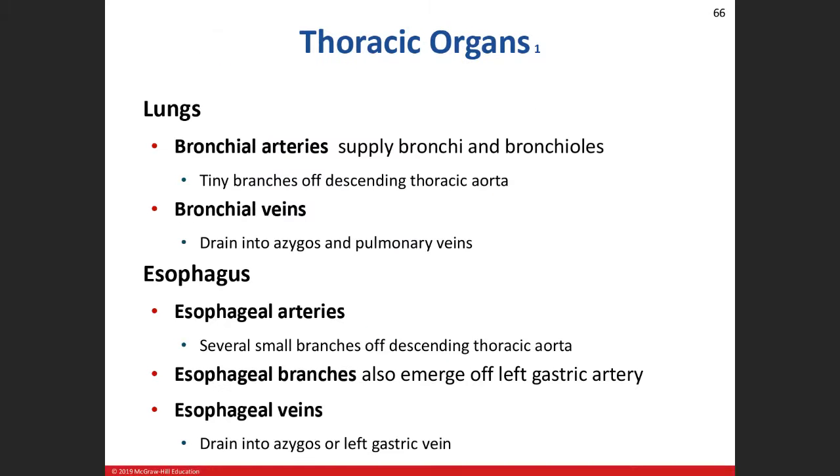All right. Let's talk about some of the organs. We're almost done with the thorax, and we'll move down to the abdominal area.